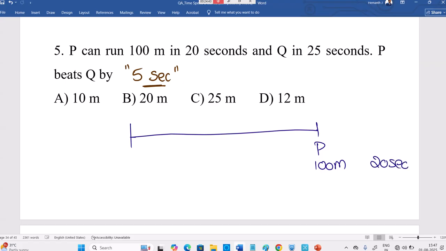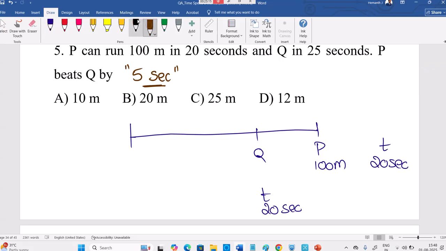20 seconds. If you recall, my dear friend, when you want to claim P beats Q by distance, timing must be constant. Timing here is 20 seconds. Q also runs for 20 seconds. What's the distance traveled by Q? Q travels 100 meters in how much time? 25 seconds. Right? This is a different way of solving. I don't want to go with some other complicated thing. My point is very simple. Timing should be constant when you're talking about distance. Here, 20 seconds. If you know what distance Q travels in 20 seconds, then you can handle the question.